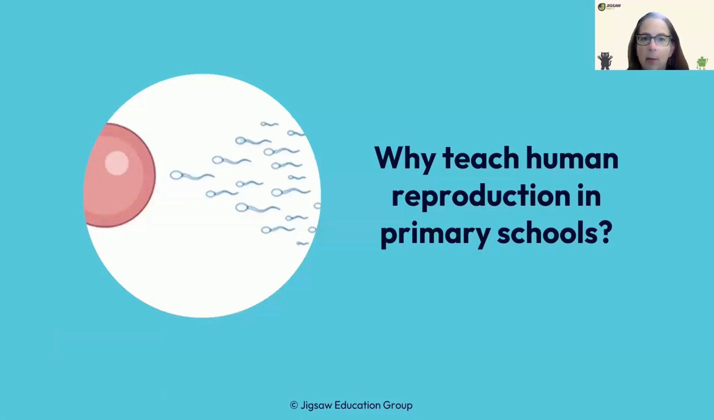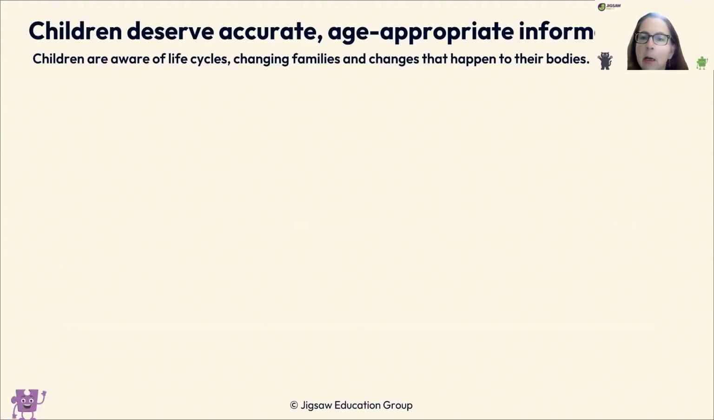Right, so why do we teach human reproduction in primary school? We really need to start from that. And if we're going to be teaching it, we need to be aware of that as teachers in the classroom about what the purpose of this is. Well, we very much believe that children deserve accurate, age-appropriate information.